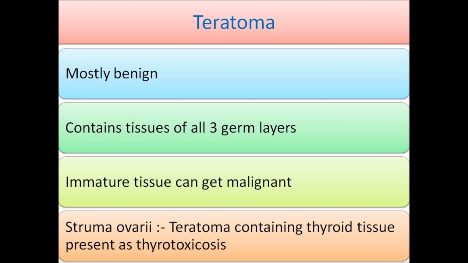The second important point about teratoma is what is known as struma ovarii, which is a teratoma containing thyroid tissue which presents as thyrotoxicosis. Here a patient presents with signs and symptoms of thyrotoxicosis with an abdominal mass. When you check the abdominal mass by ultrasound, you see an ovarian mass, and this is struma ovarii. This is very important. Teratoma can be bilateral in about 10% of cases.